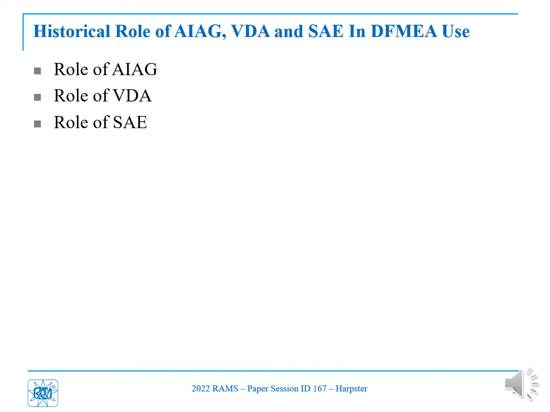Historically, the AIAG has been responsible for FMEAs within the North American automotive industry. The VDA, on the other hand, has been responsible for the implementation of FMEAs in the German automotive sector. The role of the SAE basically has been to support the implementation of FMEAs within the North American automotive industry as well. Now, historically, both the AIAG and SAE FMEA manuals have been technical equivalents of each other.